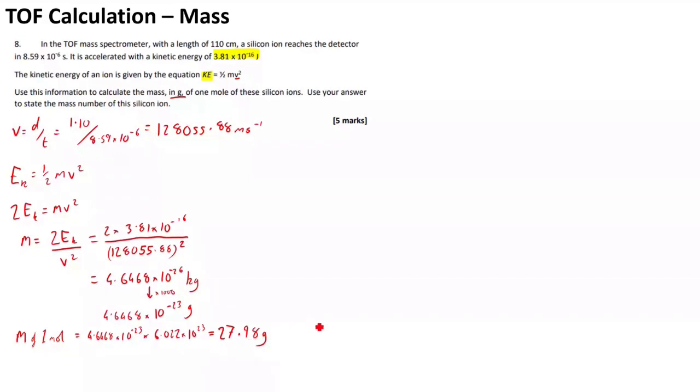Any ion has to have a whole number mass number. So 27.98 is pretty much 28. So the ion is going to be silicon-28.